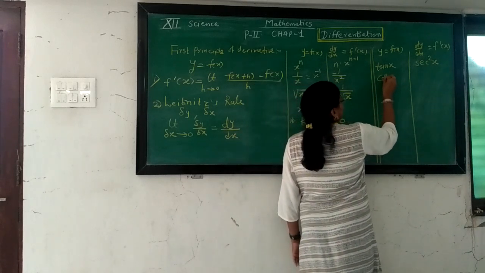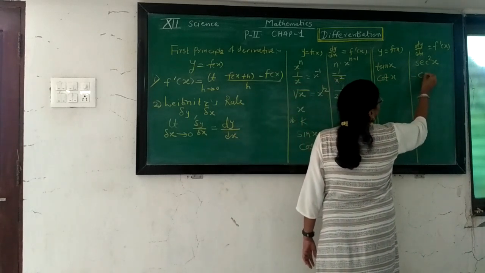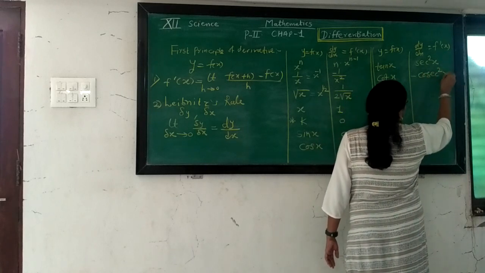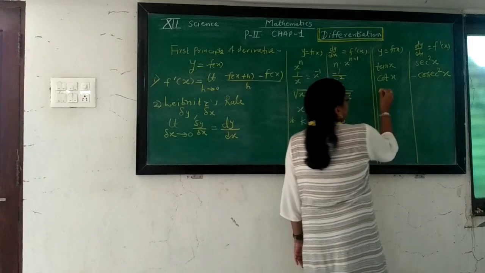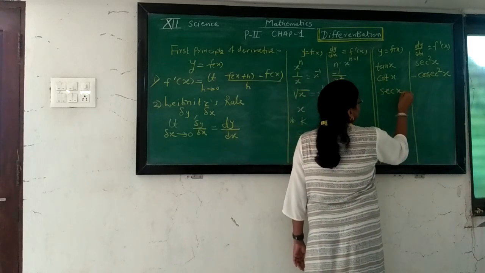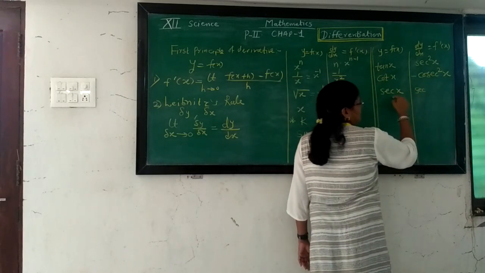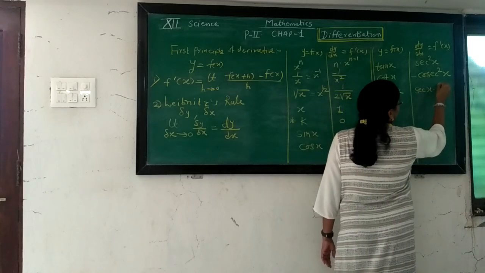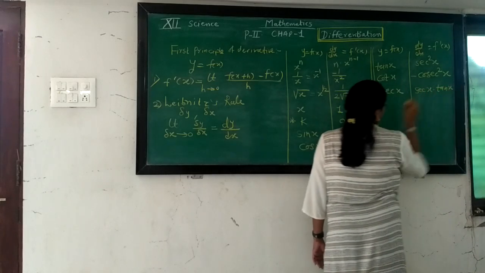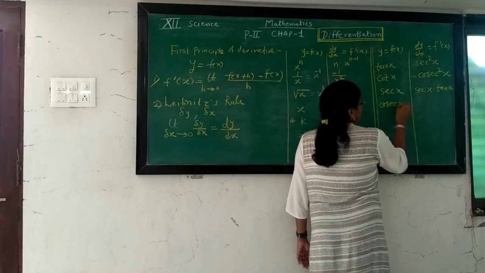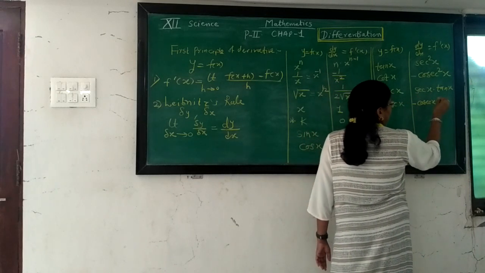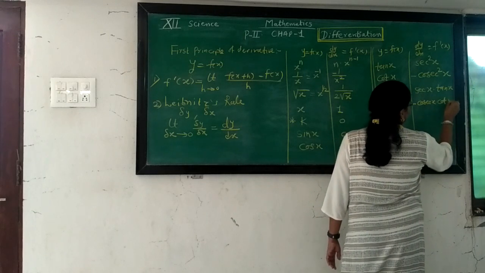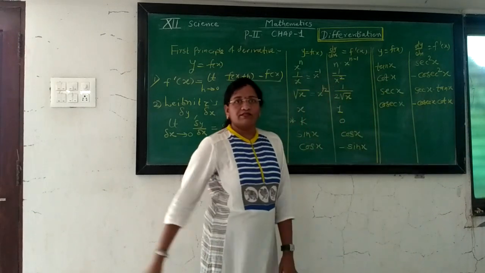Next function is cot x. Derivative of cot x is minus cosec square x. Again we take sec x. Next function sec x. Its derivative starts from itself, that is sec x into tan x. After this cosec x, again its derivative starts from itself, but this time it is negative, minus cosec x into cot x.